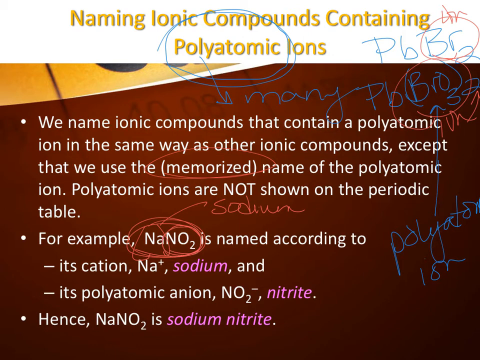NO2 is a polyatomic ion because it contains more than one atom in it. And you just have to know the name of NO2. It happens to be nitrite. So the name of that compound is sodium nitrite. So you just plug in whatever the name of the polyatomic is, and that's just a matter of memorization.